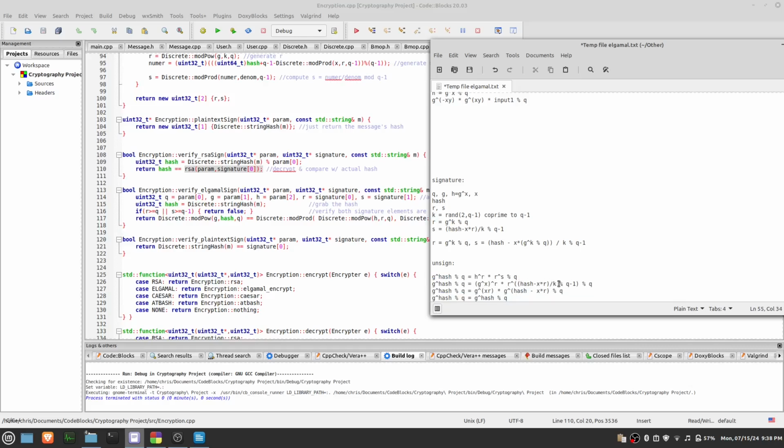Because this is equal to, what is it? Oh, raising r to the power of s, since r is g to the k. Then raising, and s is something over k.